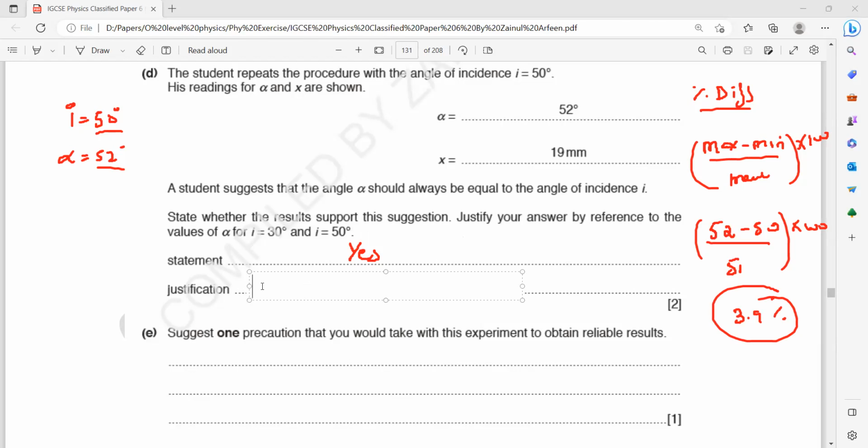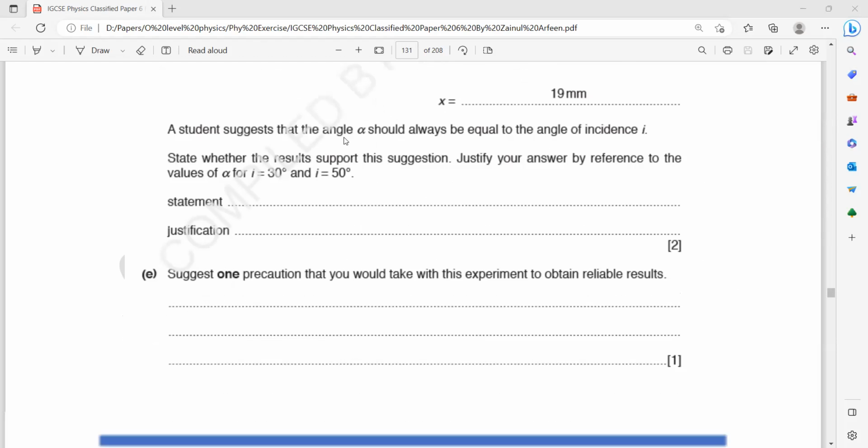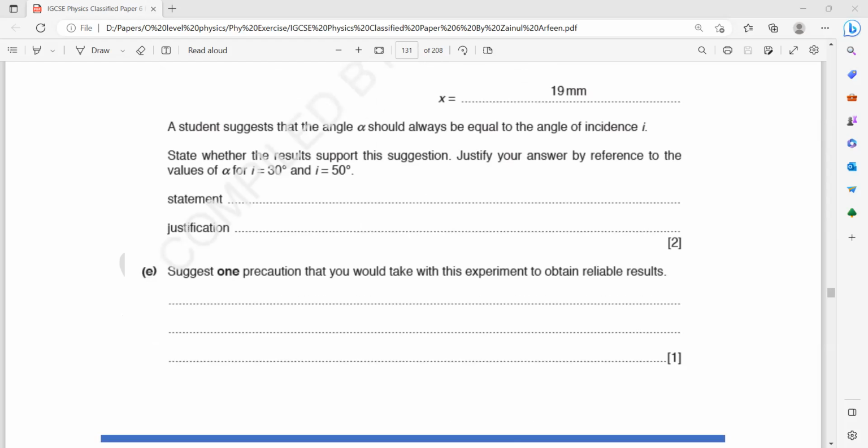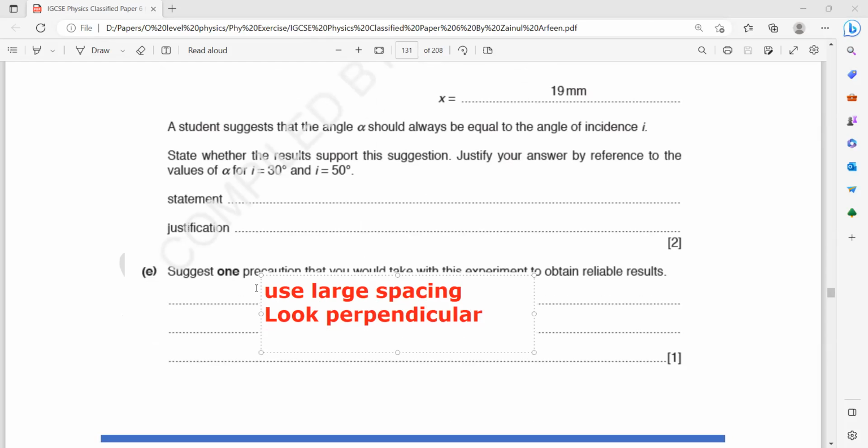Then state one precaution that you would take with this experiment for a reliable result. For the optical pin method, what precautions should we take? We should use a large distance between the pins. We should always look perpendicular, view the base of the pin, and use thin pins or thin lines. So these are some precautions you should take: use large spacing between the pins, look perpendicular, and view the base of the pin.